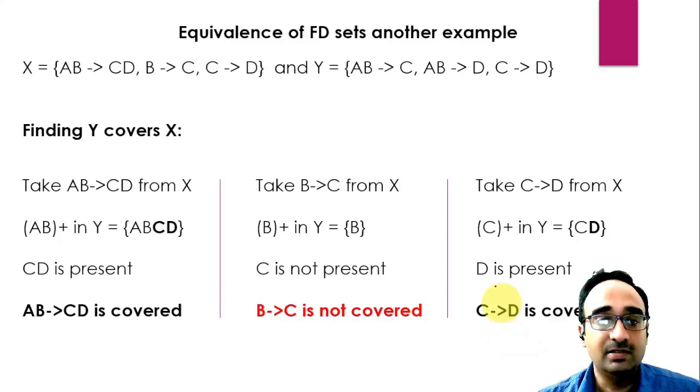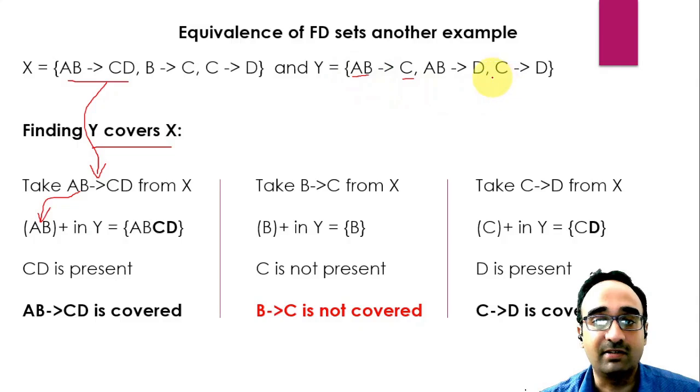Let's see the second thing, Y covers X. Now you take each FD from this set. I am taking this FD. Calculate the closure of left hand side, AB plus. From AB you get C, and from C you get D. So we got all the 3. Now both C and D, the RHS, are present in this closure, so we can say that this FD is covered.